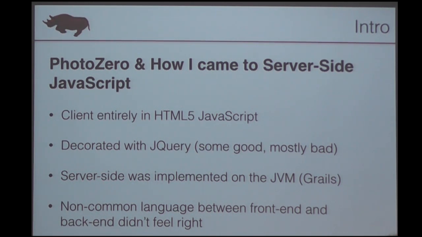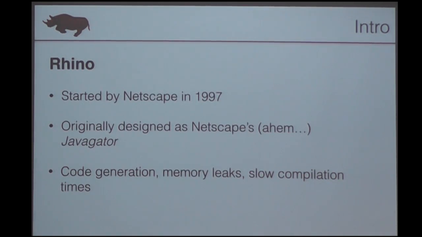So I decided to look into that and to see if I could build these libraries and take these model objects, for example, and just have one library of the model that was represented both on the server side and in the client side. And so I got really deep into this, and I started looking into Rhino. Rhino is the original execution engine on the JVM for JavaScript. And Rhino was introduced in 1997. It was started by Netscape, with the idea that they were going to have a browser-like implementation, sort of like a web view in Java for applets, and they were going to call it JavaGator.